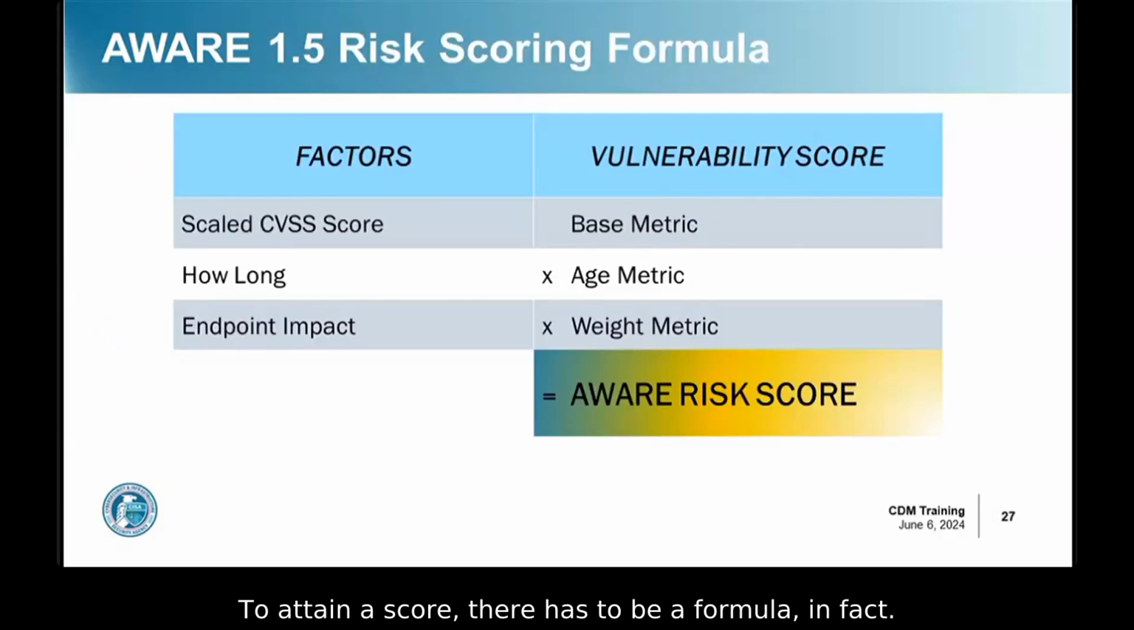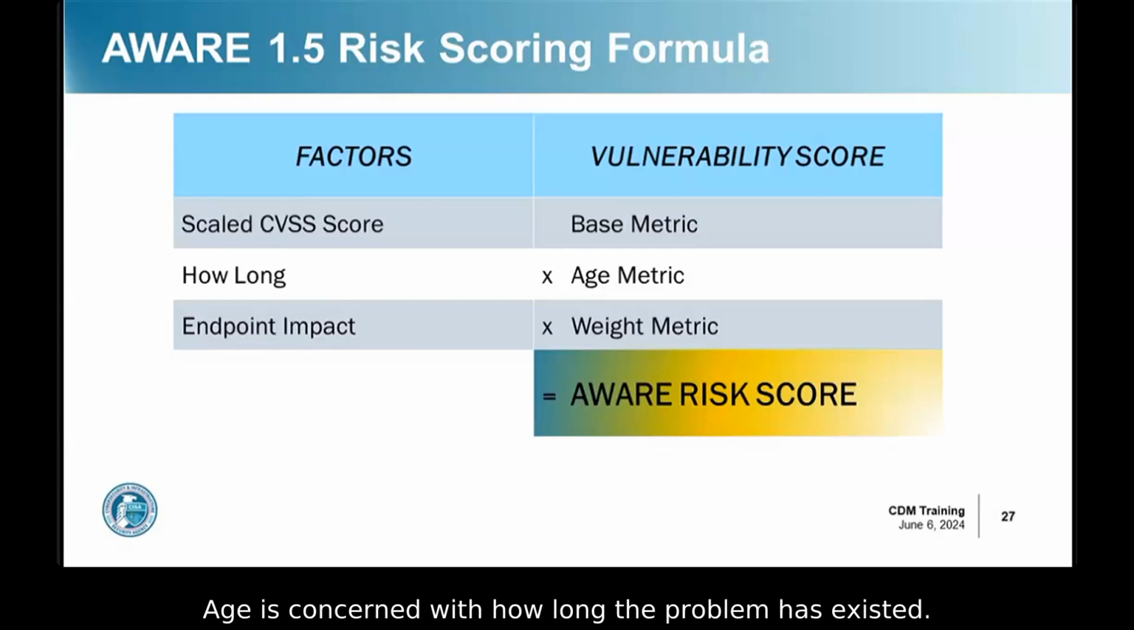To attain a score, there has to be a formula, in fact. AWARE uses a basic scoring formula that consists of 3 factors: base, age, and weight. Base is about what the problem is. Age is concerned with how long the problem has existed. And weight is the criticality of the endpoint, or where the problem exists on the system.